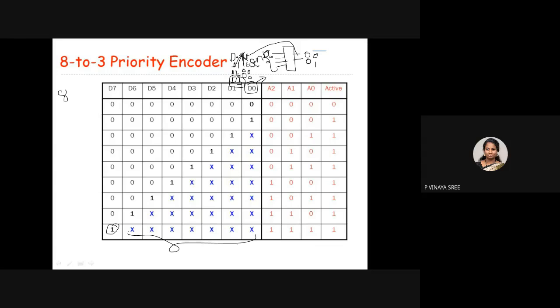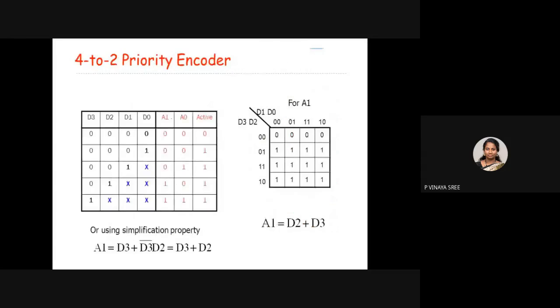Okay, so we started with this, but this has to be completed by you. Now let me start with the 4 by 2 priority encoder.